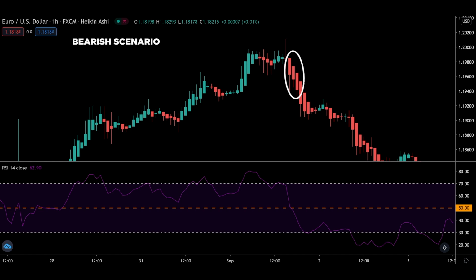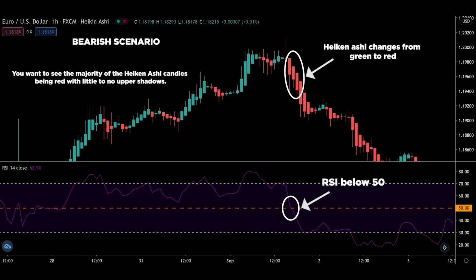You want to sell when the Heiken Ashi candle changes from green to red and the RSI goes below 50. You want to see the majority of the Heiken Ashi candles being red with little to no upper shadow. This is a simple and powerful trading strategy that is perfect for beginners. Let me show you more examples of this strategy in action.